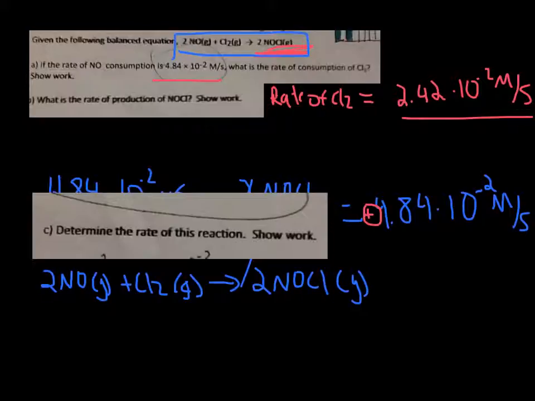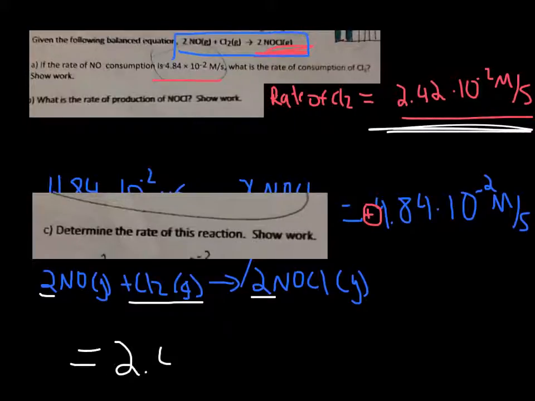If you notice, NO has a 2, NOCl has a 2, and Cl2 only has a 1. The rate of reaction will be equivalent to the rate of production or consumption of whichever species has a stoichiometric coefficient of 1. Cl2 has that 1, and we've already calculated that: Cl2 equals 2.42 times 10 to the minus 2 molarity per second. Since it has a coefficient of 1, it is the rate of reaction for this equation. This will stay a positive value because you represent the rate of reaction with a positive value. If it's production, it's positive, but if it's consumption, it's negative.